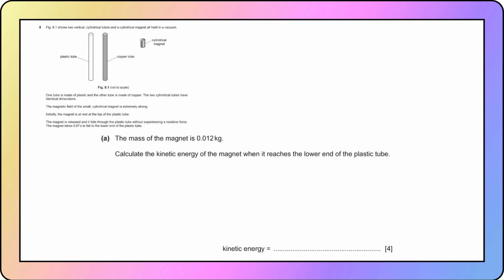Alright, so to calculate the kinetic energy, we have to use the formula kinetic energy is equal to 1 by 2 times mass times velocity squared. Next, put in the values which we have. That will be just the mass. So, how do we get the velocity?